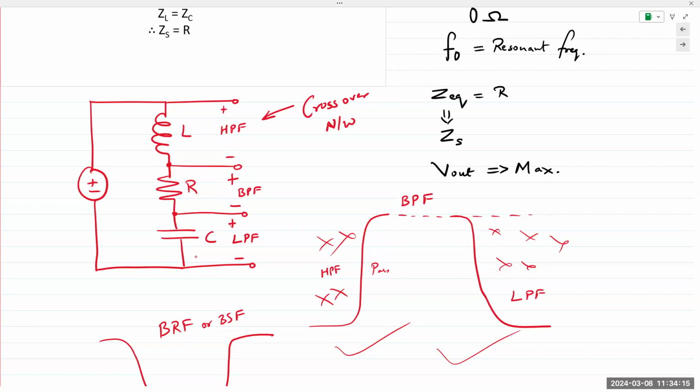Okay. It would be a series RLC circuit, and it would do a very good job of filtering. This would be the mids. This would be the bass, and this would be the treble frequency. So with the same circuit, you can have 3 different filters depending on where you take the output. Okay.